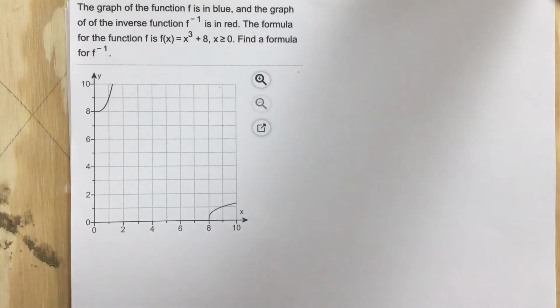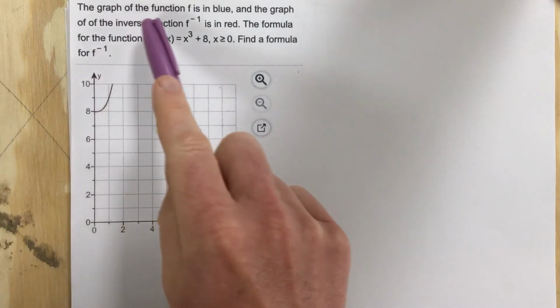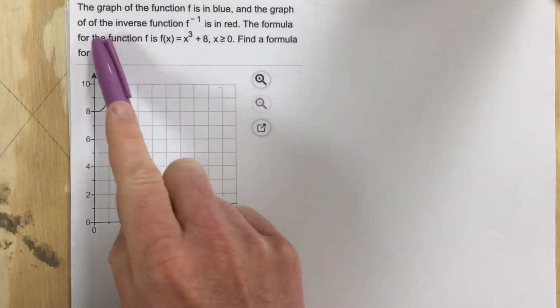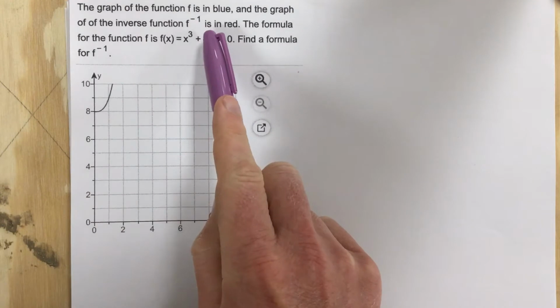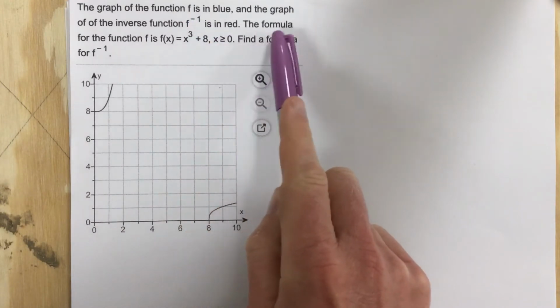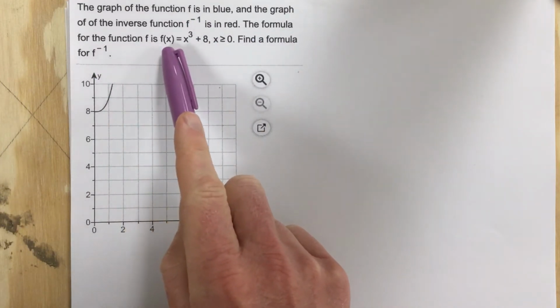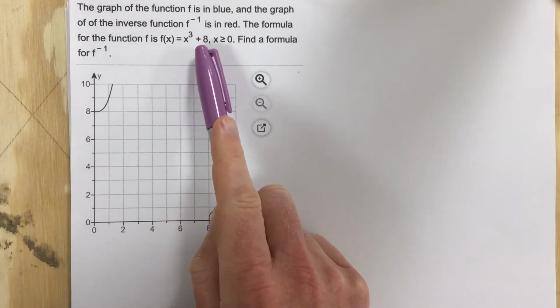This is problem number 2 from section 1.6. In this problem, they say the graph of the function f is in blue and the graph of the inverse function f inverse is in red. The formula for the function f is f of x equals x cubed plus 8.